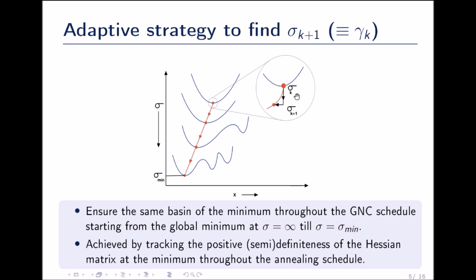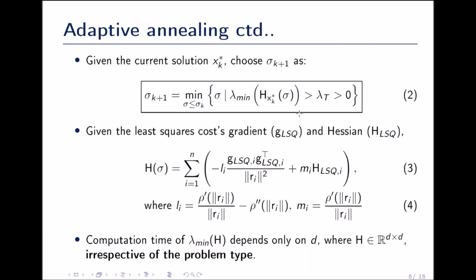After we obtain sigma k plus 1, we perform a local optimization to get to the minimum in that basin, xk plus 1 star. This process is done iteratively until we reach the desired sigma min. Therefore, given the current solution xk star, we will choose sigma k plus 1 as the least sigma where the minimum eigenvalue lambda min of the Hessian at xk star is positive.